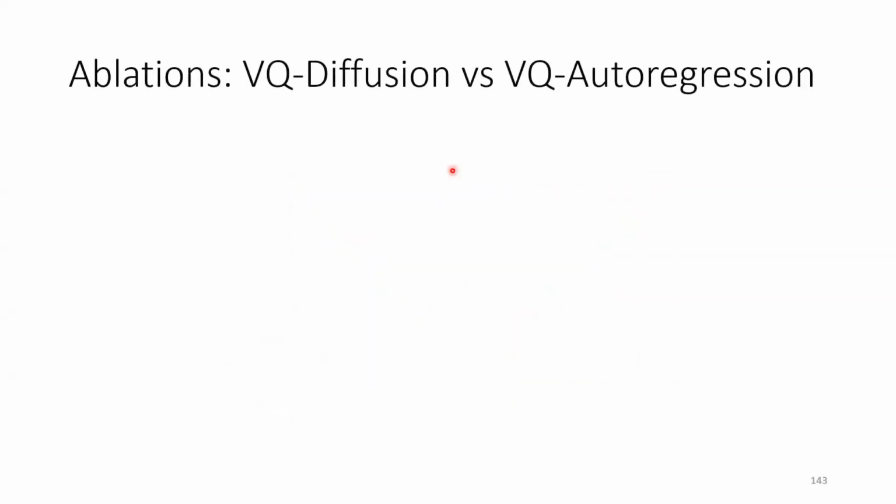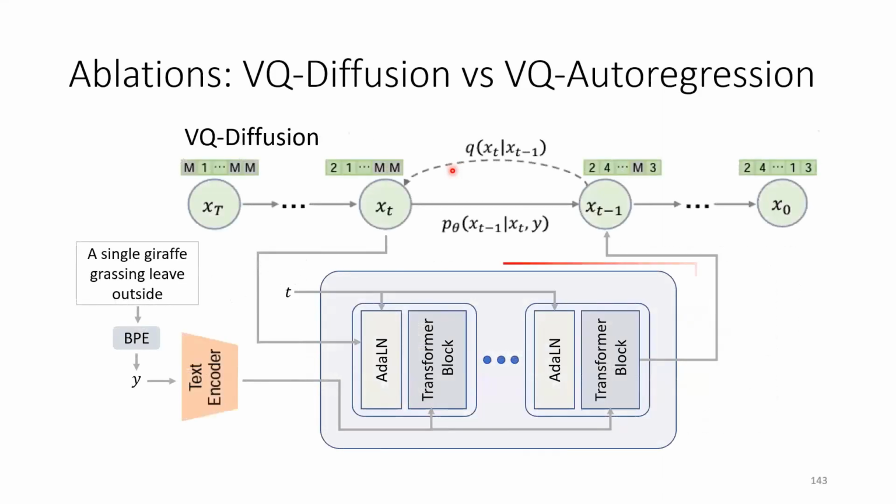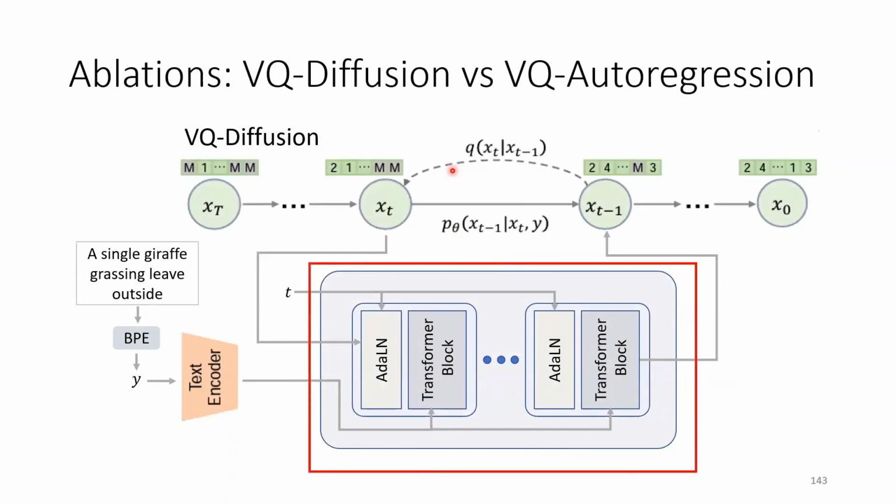Now we'll move on to the effect of the VQ-Diffusion image decoder as compared to an autoregressive one like in previous GAN-based methods. For that, let's look at a quick overview.